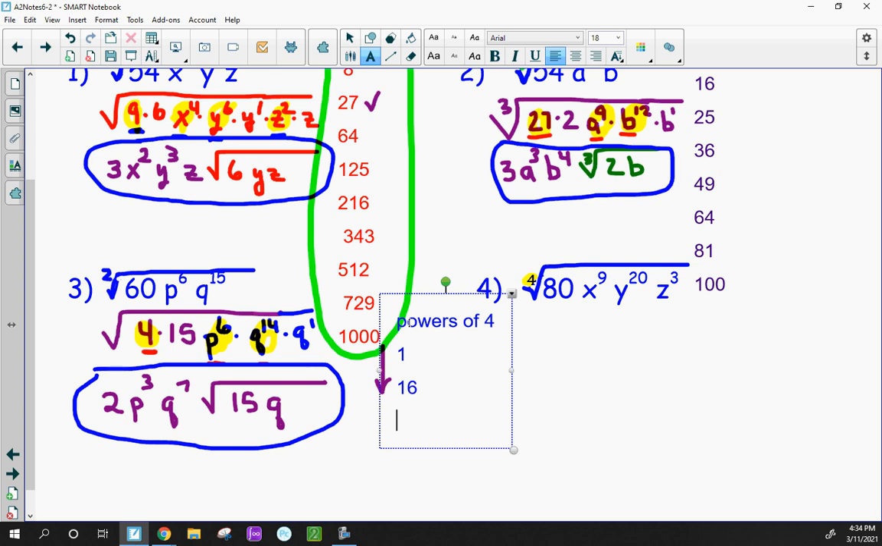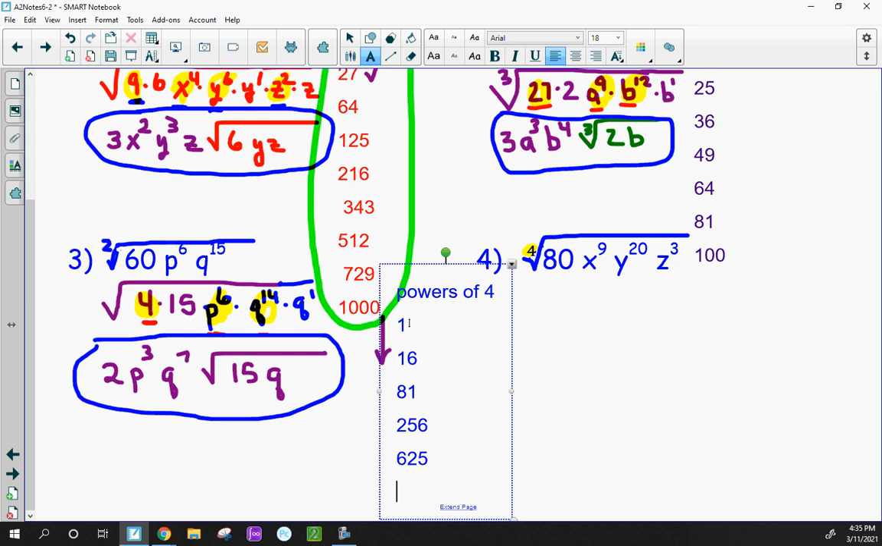You'll keep that moving the same pattern. 3 to the 4th is 81. 4 to the 4th is 256. 5 to the 4th is 625. 6 to the 4th is 1,296, and you can continue if you need to.